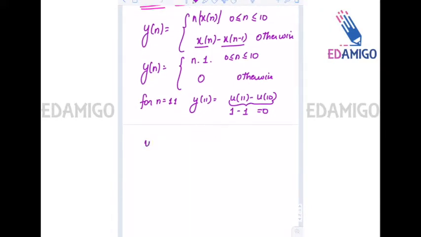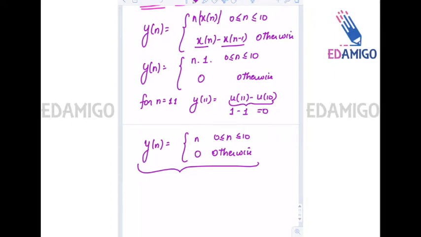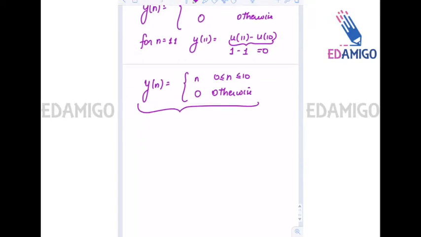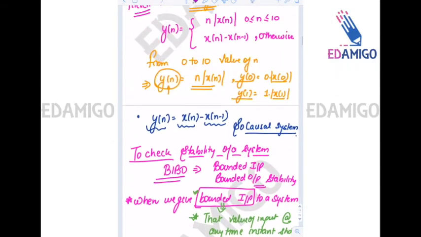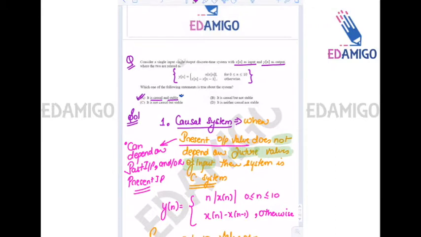So we can say that y[n] is equal to n for n equal to 0 to 10 and 0 otherwise. We can see that this output is a bounded output. It is not going to infinity. So we can say that this system is BIBO stable, or simply that it is a stable system. So the system is causal and stable. We have proved that. So option A is the correct answer to the question.